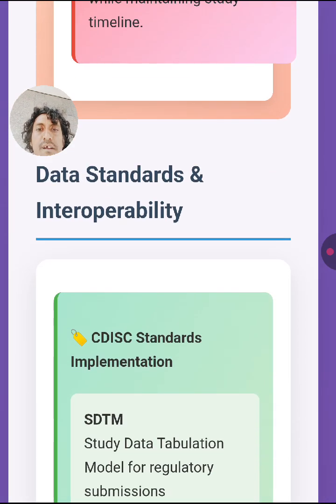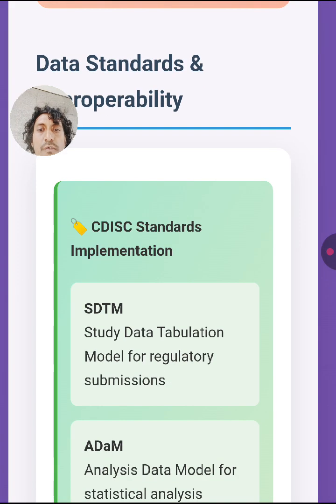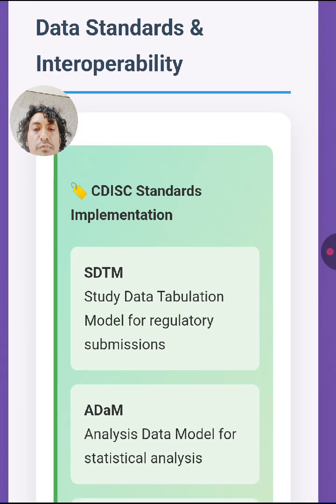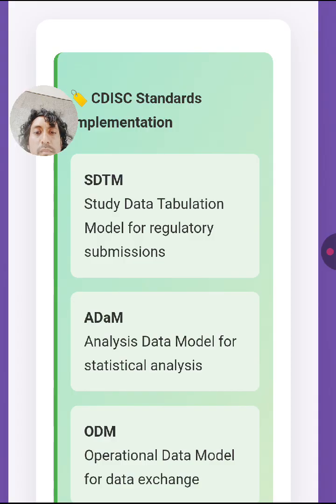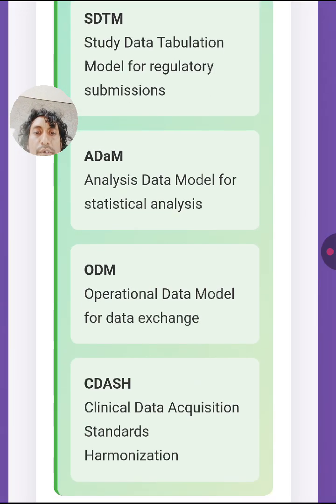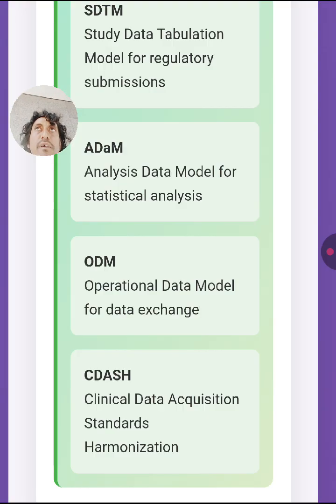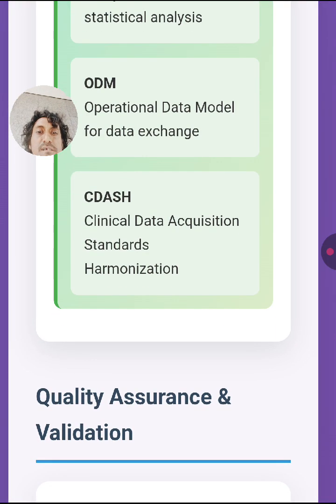Next, we have data standards and interoperability. So CDISC standards implementation: SDTM, study data tabulation model for regulatory submissions. Then we have ADaM, analysis data model for statistical analysis. ODM, operational data model for data exchange. CDASH, clinical data acquisition standards harmonization.